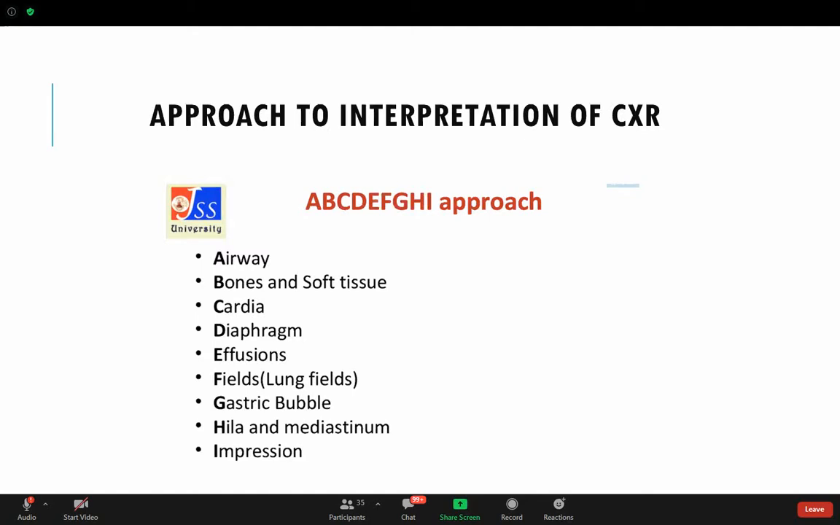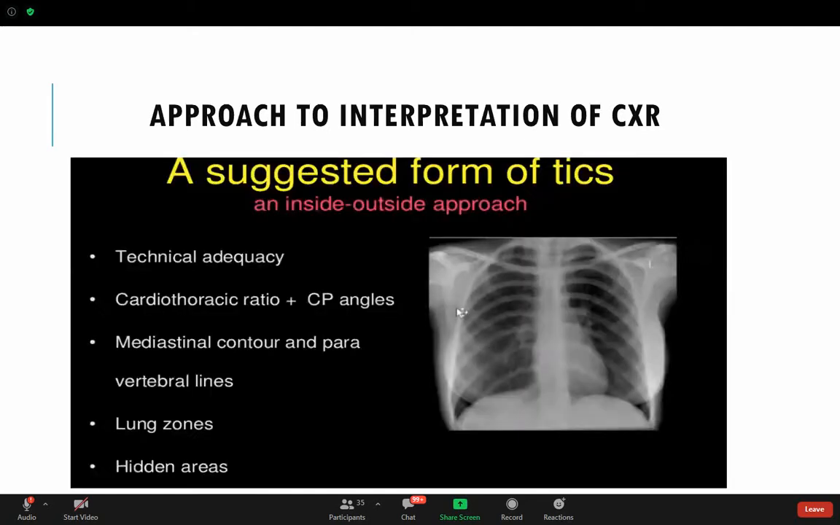We have the A, B, C, D, E, F, G, H, I. You can see the mnemonic here. We have also the form of text, which is technical adequacy, cardiothoracic ratio, and CP angle, mediastinum, contour, and paravertebral, and then lung zones, and then hidden area. Also, you can do it inside out, outside in approach.